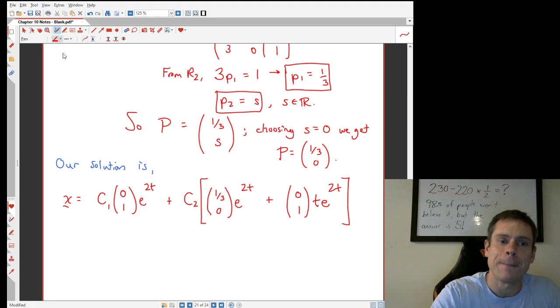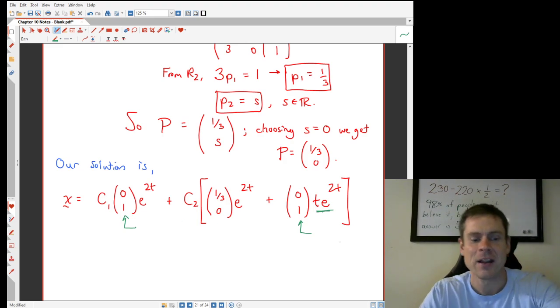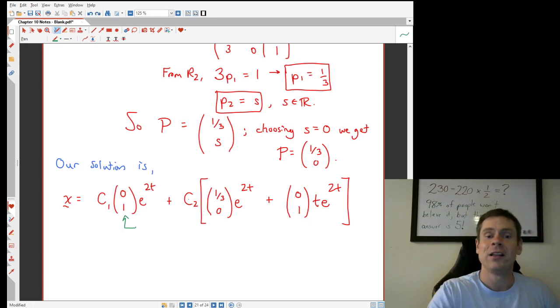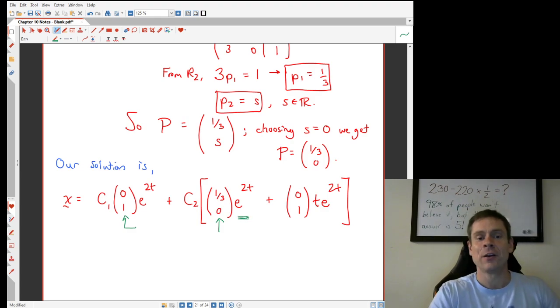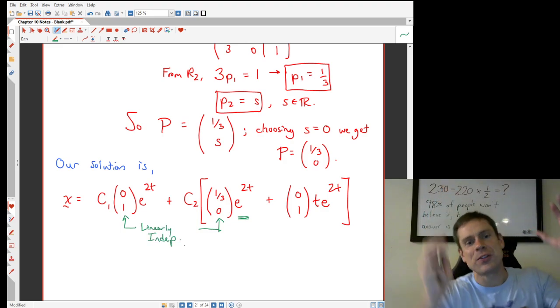I want you to think about it this way. The things that are hitting the same eigenvector, 0, 1, this couldn't be another e to the 2t because that already appears in the equation. So I need something a bit new for that; the thing hitting 0, 1 had better be new. It has to be the t e to the 2t term. So that's why that's there. Meanwhile, the new linearly independent eigenvector, 1/3, 0, has to be the thing that's hitting the e to the 2t, right? To make sure that I have a different combination. These are linearly independent, so I am still adding some new things, okay?